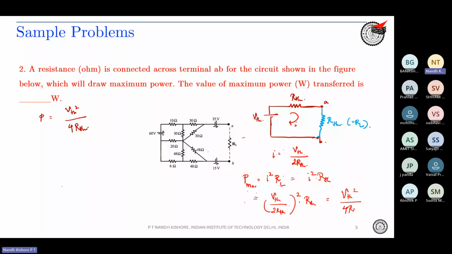We know what is R Thevenin. We just computed it to be 42 ohms, right? So R Thevenin is 42 ohms. We just need to find out what is V Thevenin. If we find out V Thevenin, we will get the answer, P max.